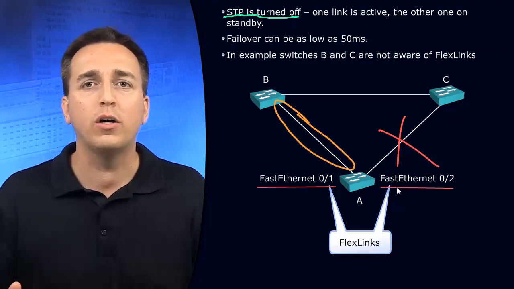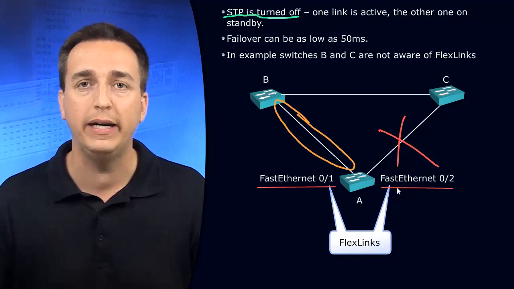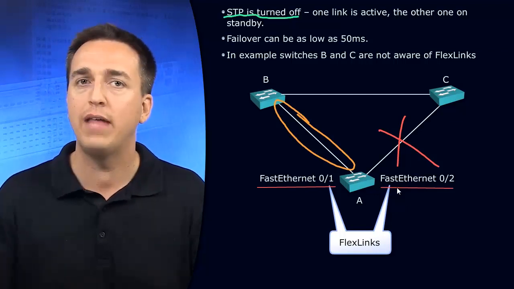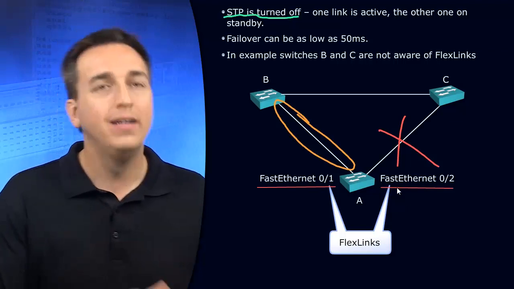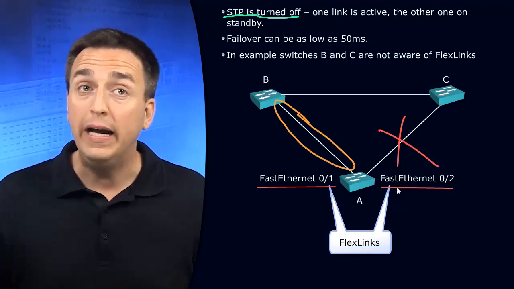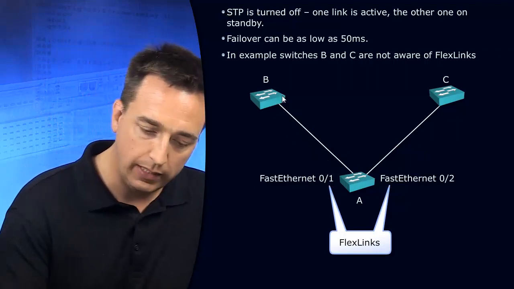With spanning tree protocol, we could load balance on both links on a VLAN by VLAN basis. Well, with FlexLinks, you don't have that ability. It is all or none, active and standby. But failover can be as low as 50 milliseconds, as we see here.